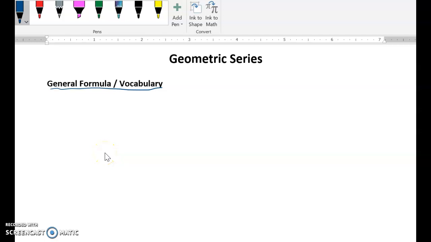Alright, let's start with geometric series. We're looking at the general formula and vocabulary to start. And the general formula we'll get to in just a moment, but let's just talk about what is a series. So a sequence is just a list of numbers, but the series is the sum of the sequence, or we're adding up the terms.